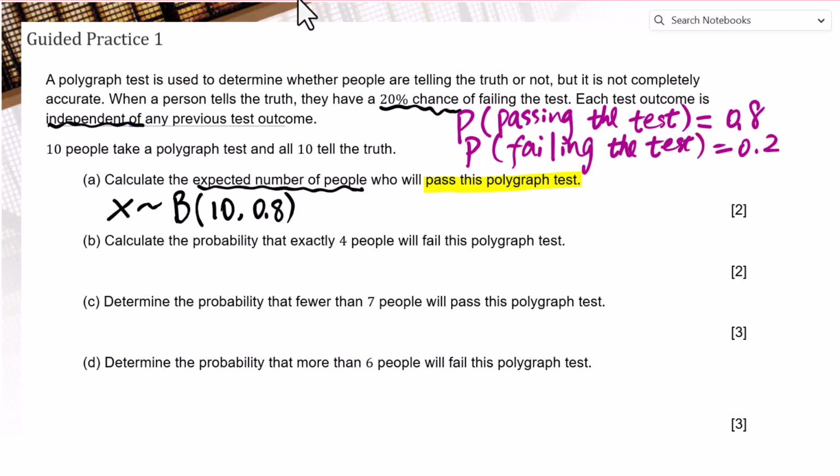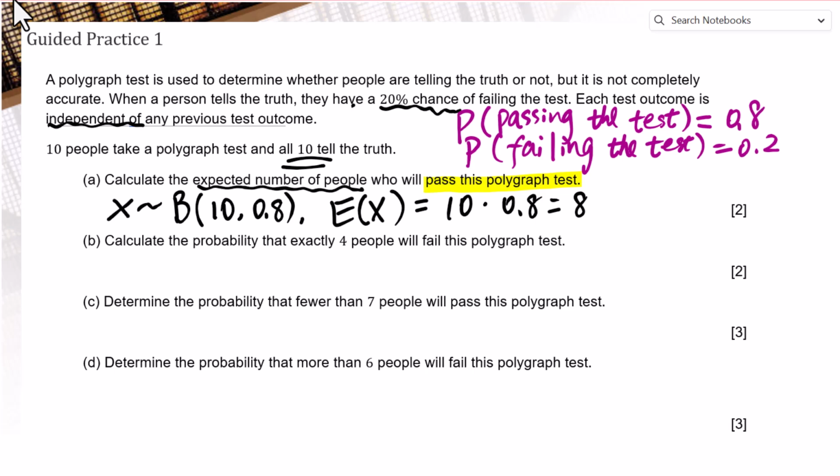So for question A, X follows binomial distribution with the number of trials 10, and 0.8 for the probability of passing the test. E of X equals N times P, which means 10 times 0.8 equals 8.